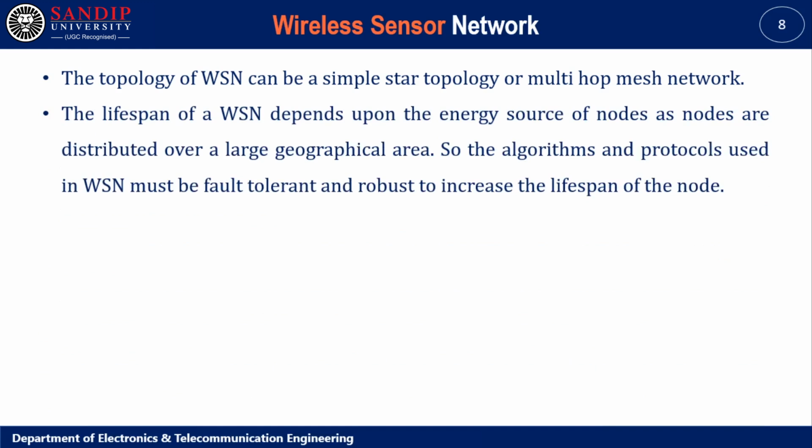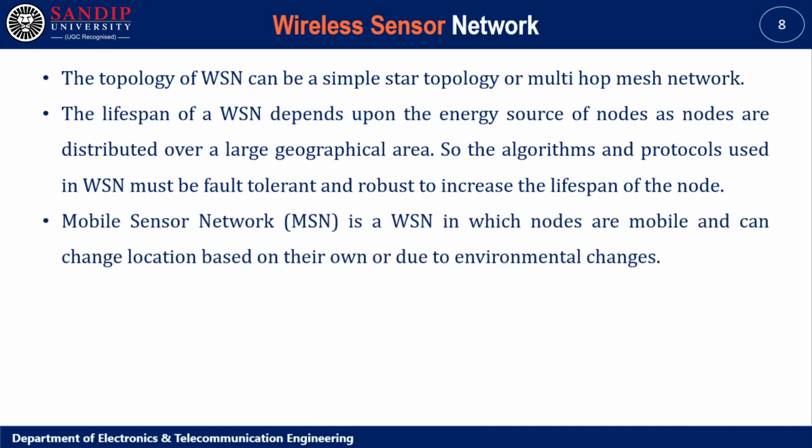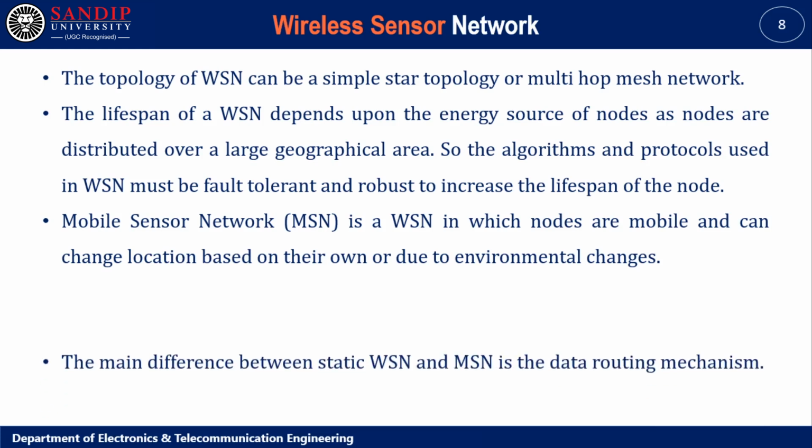The lifespan of WSN depends upon the energy source of a node, as nodes are distributed over a large geographical area. So the algorithms and the protocols used in WSN must be fault tolerant and robust to increase the lifespan of the nodes. Mobile sensor network, that is MSN, is a WSN in which nodes are mobile and can change location on their own or due to environmental changes.